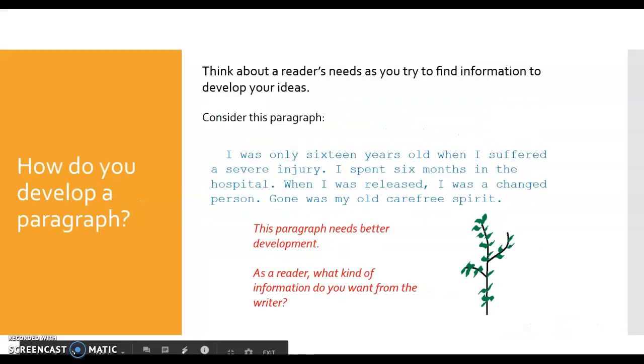You want to think about your audience as you're writing and as you're revising your pieces of writing. And you want to think about, what does your audience need in order to understand your point of view? This paragraph here on this slide, it needs better development. Think about it. If you're a reader, if you're reading this, what would you want? What kind of other information would be necessary to really understand what the author is saying?